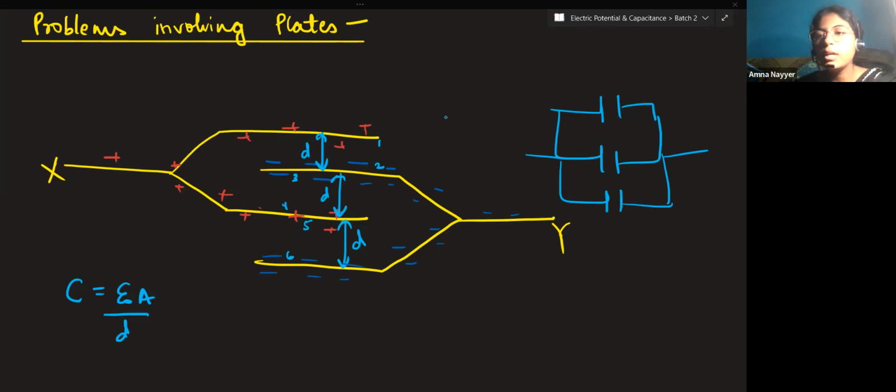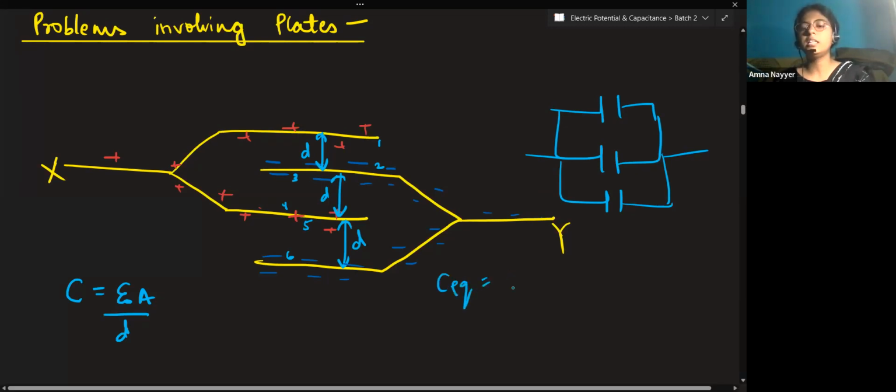Now C is equal to epsilon naught A by d. This is the capacitance of it. Capacitance of a single capacitor is epsilon naught A by d. Here you have how many capacitors? Here you have 3 capacitors connected in parallel. Resultant capacitance is given in which manner? C plus C plus C. So directly you can write it as C equivalent will be 3 times C, which is 3 times epsilon naught A by d.